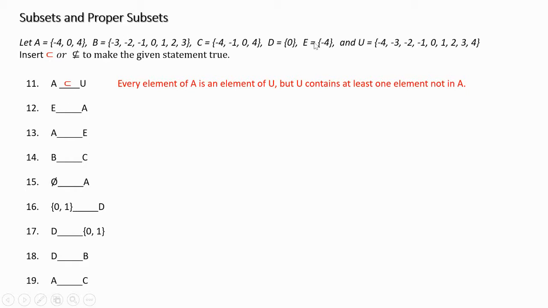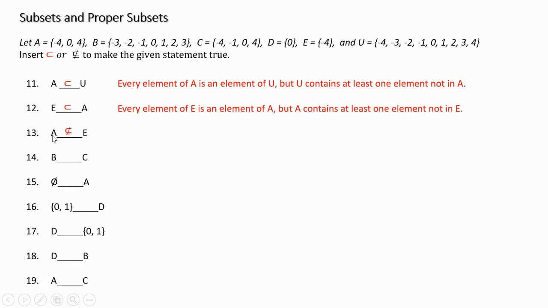Okay, let's look at E. E is {-4}. And A is {-4, 0, 4}. So what goes here? Is it 1 or 2? This is 1, this is 2, right? So 1 is proper subset, and 2 is not a subset. So the 1 goes there. And why again? Every element of E is an element of A, but A contains at least one element not in E. Okay, I'm sorry about that. I'm going to jump the gun.